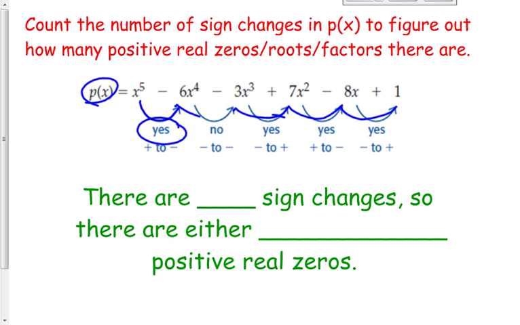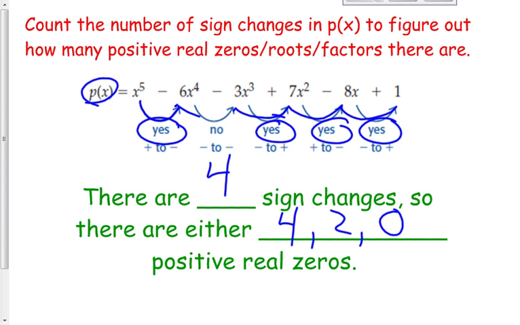1, 2, 3, 4. It changes sign 4 different times. So there are 4 sign changes, which means there are 4 positive real zeros, or less than that by an even integer. So if you subtract an even integer, which is 2, there could be 4 positive zeros, 2 positive zeros, or subtract 2 again, 0.